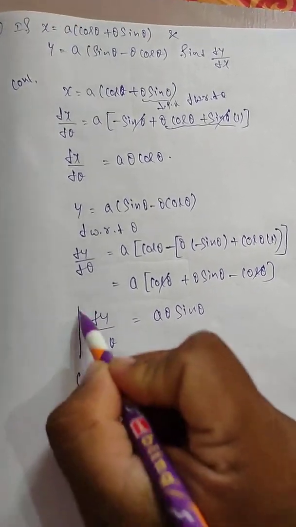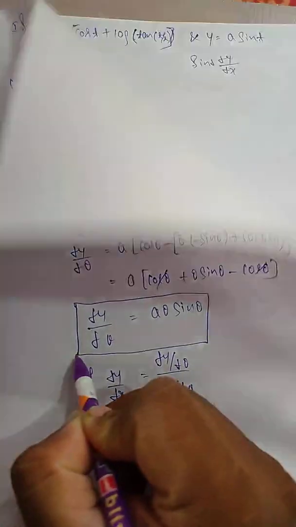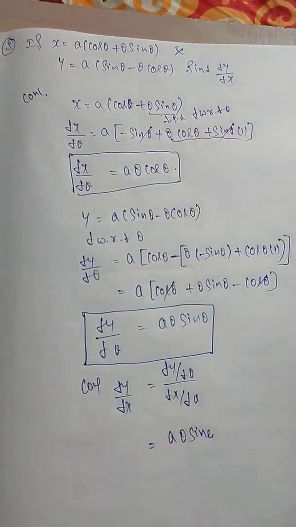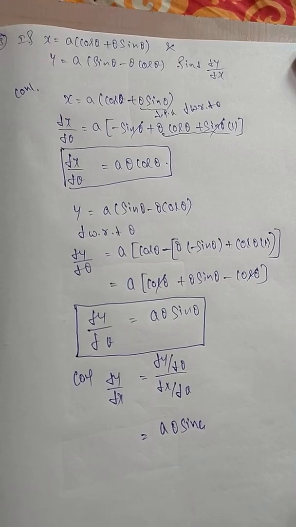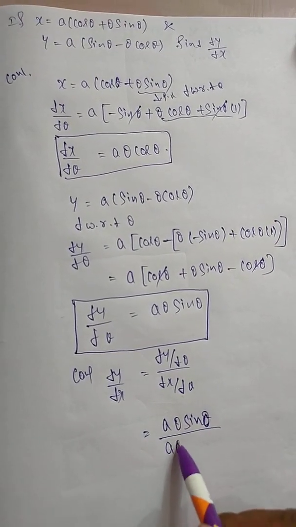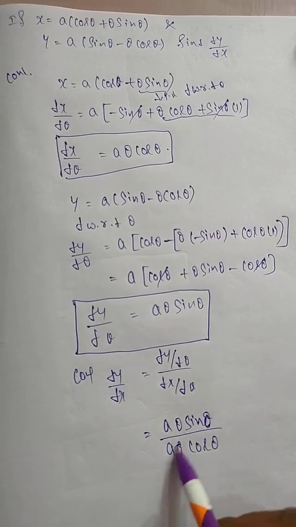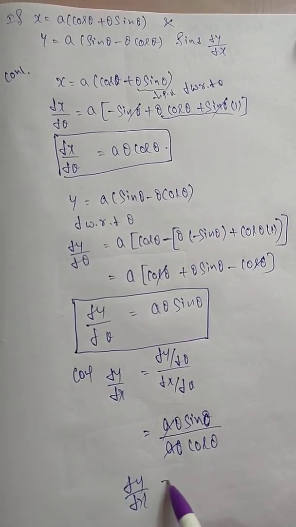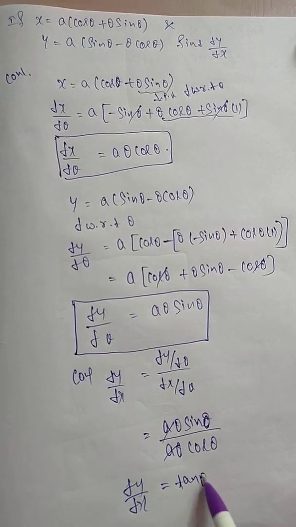Here we have dy by d theta is a theta sin theta. What is the dx by d theta? Dx by d theta is a theta cos theta. Is it? Now a theta sin theta by a theta cos theta, a theta cancel. What is the dy by dx? Dy by dx is equal to tan theta. So this is the answer.